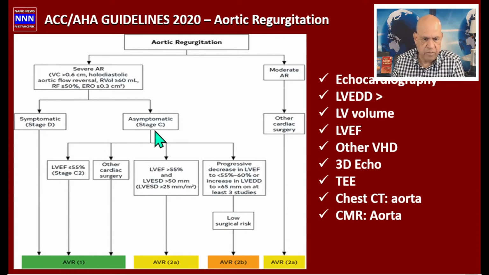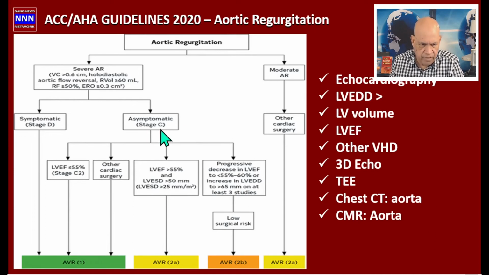And in symptomatic patients in stage C, if they have reduced ejection fraction, that is stage C2, which is worse than stage C1, so they also go for aortic valve replacement. If they are going for concomitant other surgeries like mitral ring or tricuspid ring or coronary bypass surgery, then of course they need aortic valve replacement.